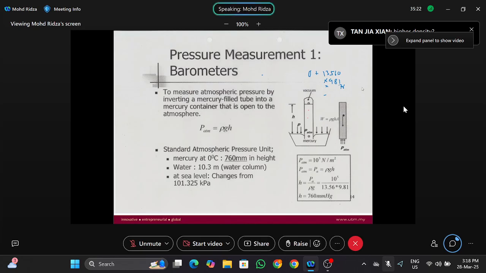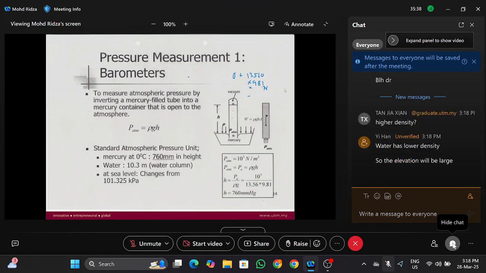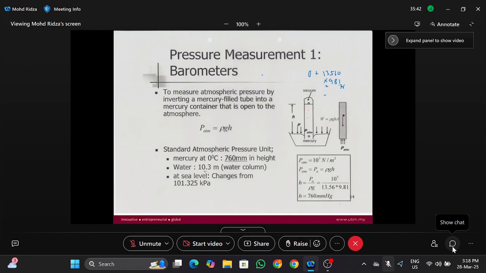Higher density, right? Mercury has higher density, but why? Agree, water has lower density, mercury has higher density. So, exactly. Thank you, Yihan. Because if you use water, it's going to rise up instead of 0.76 meters, which is less than 1 meter. It's going to rise up 10.3 meters.